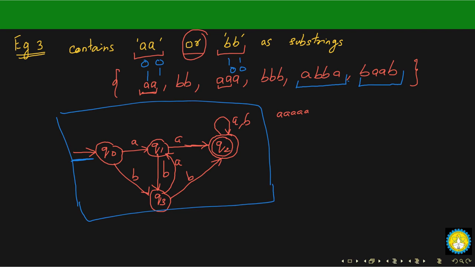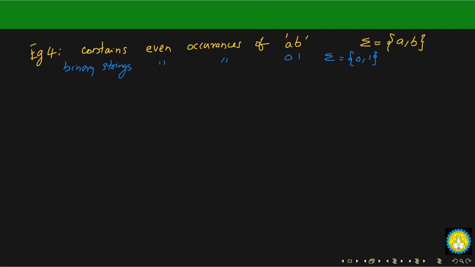Okay, let's look at a few more examples. Now let us look at a slightly more tricky example. In this example, it is asked to find strings which contain even occurrences of AB. This question can be framed in a different way. It can be asked to find binary strings that contain even occurrences of 0 1. It can also be asked the other way, binary strings having even occurrences of 1 0. All these ways the question can be asked, and all of them refer to a very similar DFA.